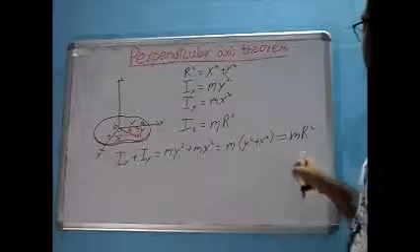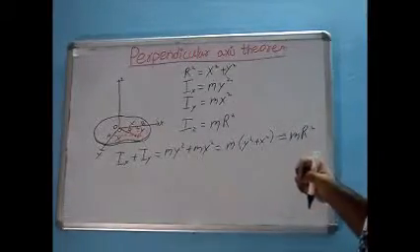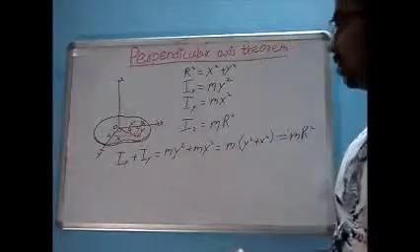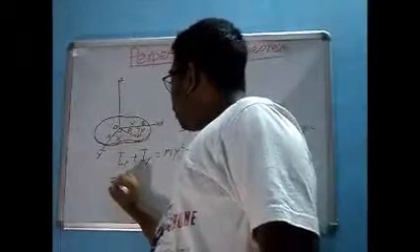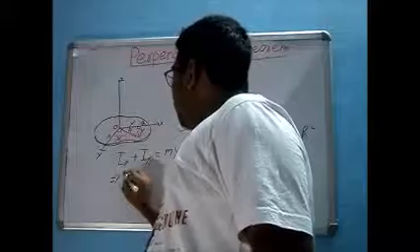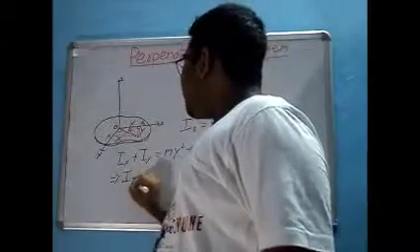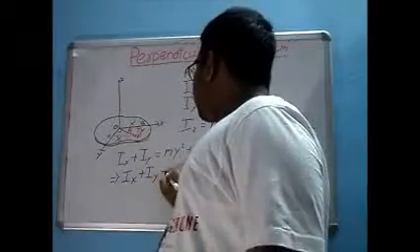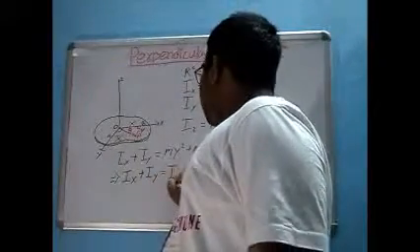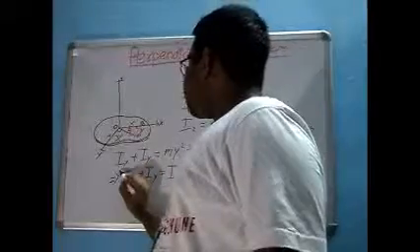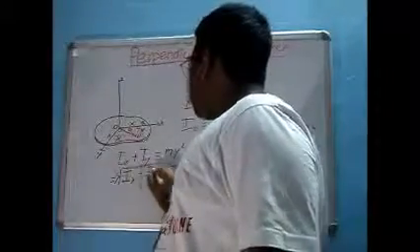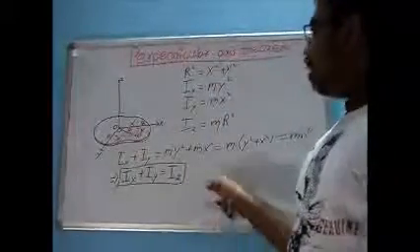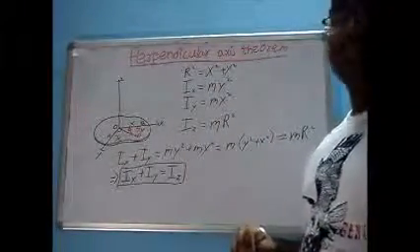Now we know m r square is equal to the moment of inertia along the z axis. So the moment of inertia along the x axis plus the moment of inertia along the y axis is equal to the moment of inertia along the z axis. And this proves the perpendicular axis theorem.